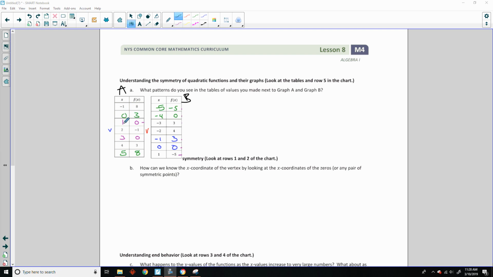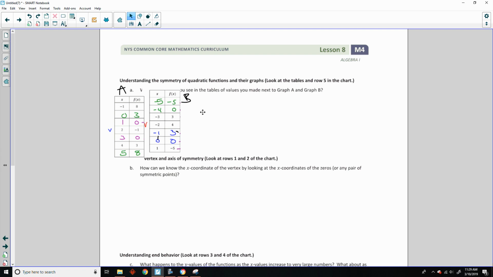Well, this is increasing by 1, increasing by 1, increasing by 1. This is also increasing by 1. And what does the y value do? Decrease, decrease, decrease, and then increase, increase, increase after it got to the vertex. And this one increased, increased, increased, decreased, decreased, decreased. Okay, so that's that.